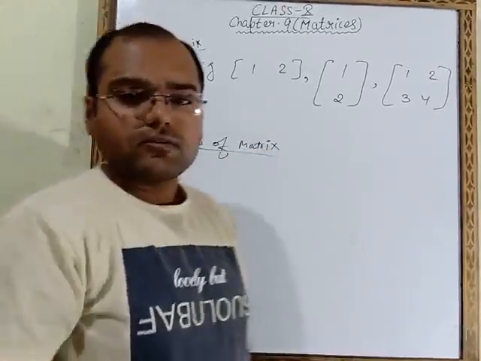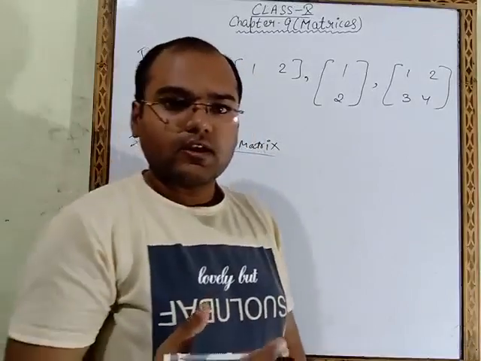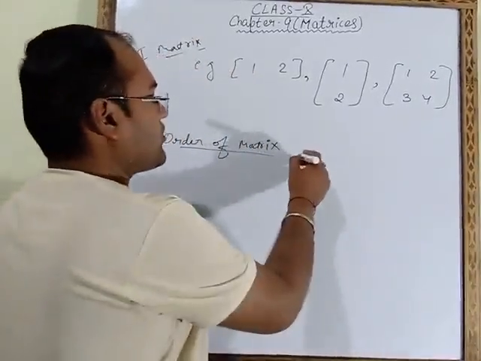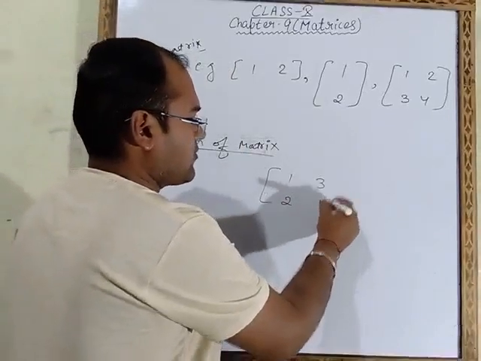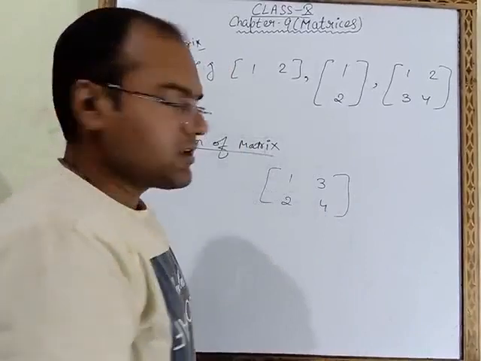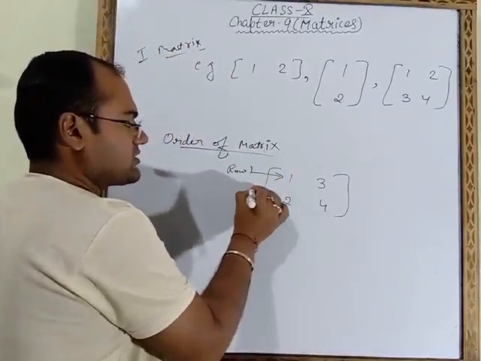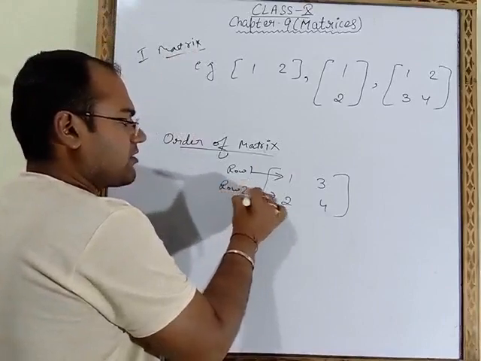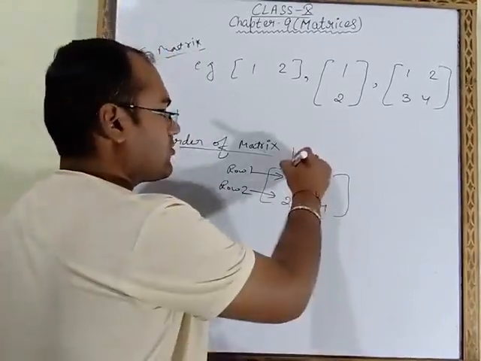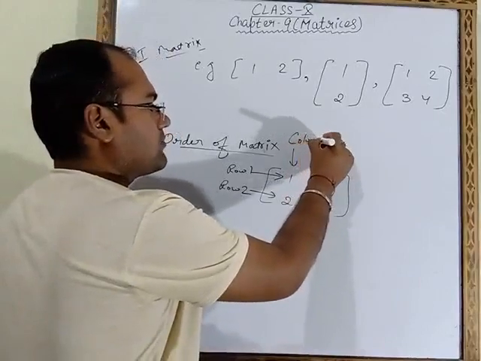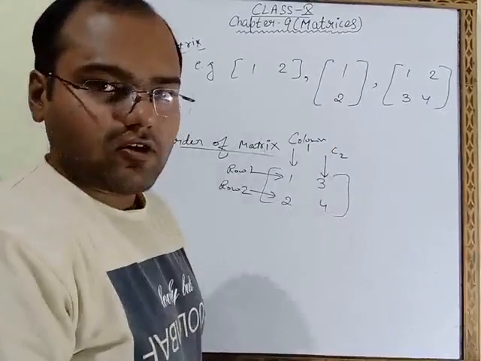Before order, you have to remember what rows and columns are. Rows mean left to right numbers. Suppose I have taken 1, 2, 3, 4. One matrix I have written 1, 2, 3, 4. This line is known as a row. First row, this is the second row. Left to right, that means row. And from top to bottom, column. First column, and this one is the second column.